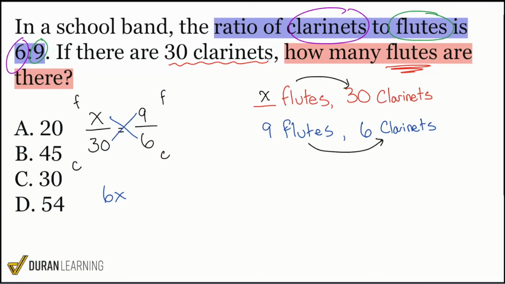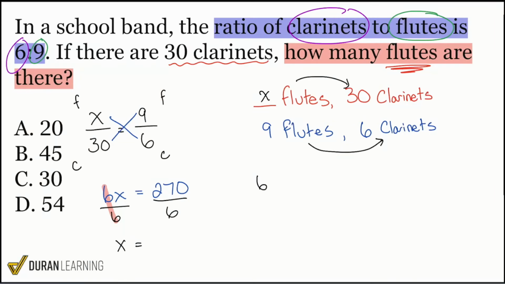30 times 9, that's going to be 270. Cool, perfect. And so, everybody, now that we're here, we have to go ahead and divide both sides by 6, and we are done. Divide by 6 on the left and the right sides. We'll cross out the 6. And now we just have to determine what 270 divided by 6 is going to be.